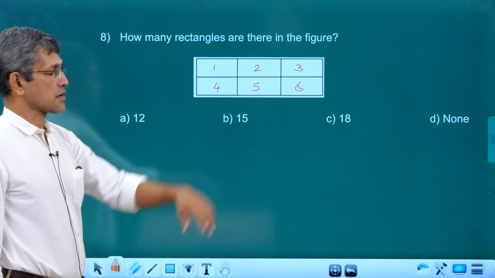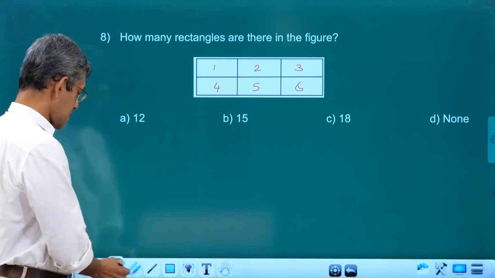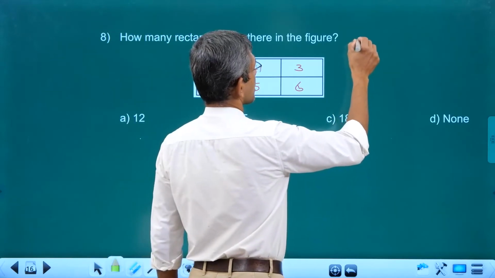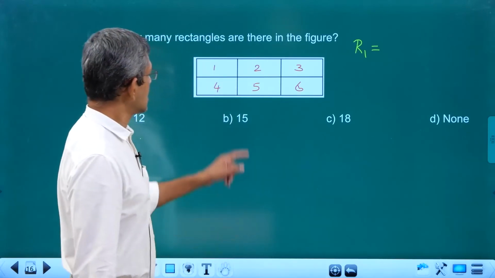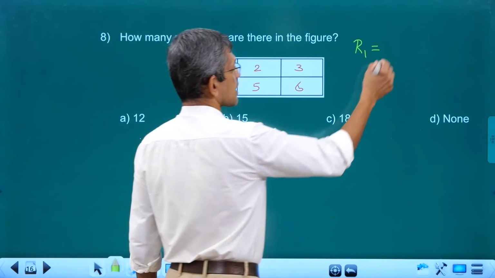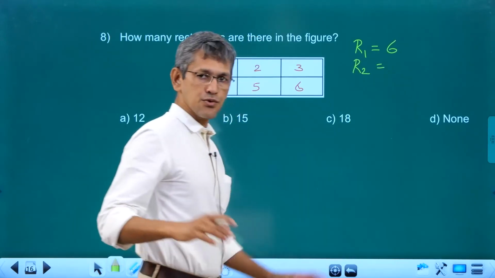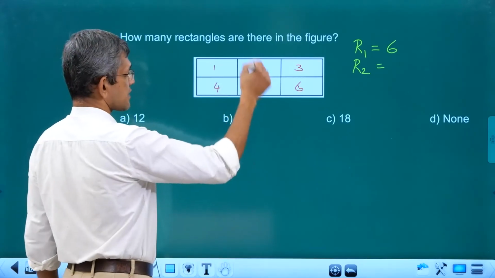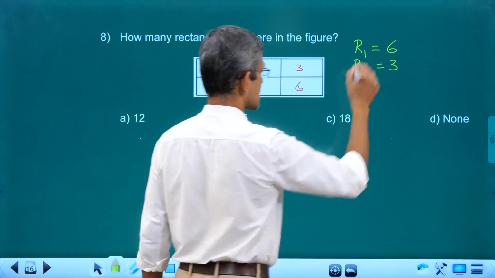Each one is a rectangle, right? So total 6 rectangles. So if you go for the counting method, this is what it is. 1 rectangle at a time, we have 6 of them. And 2 rectangles at a time. Any 2 rectangles. So 1 and 4 together, it's a rectangle. 2 and 5 together, rectangle. 3 and 6 together, rectangle. So we have 3 rectangles.